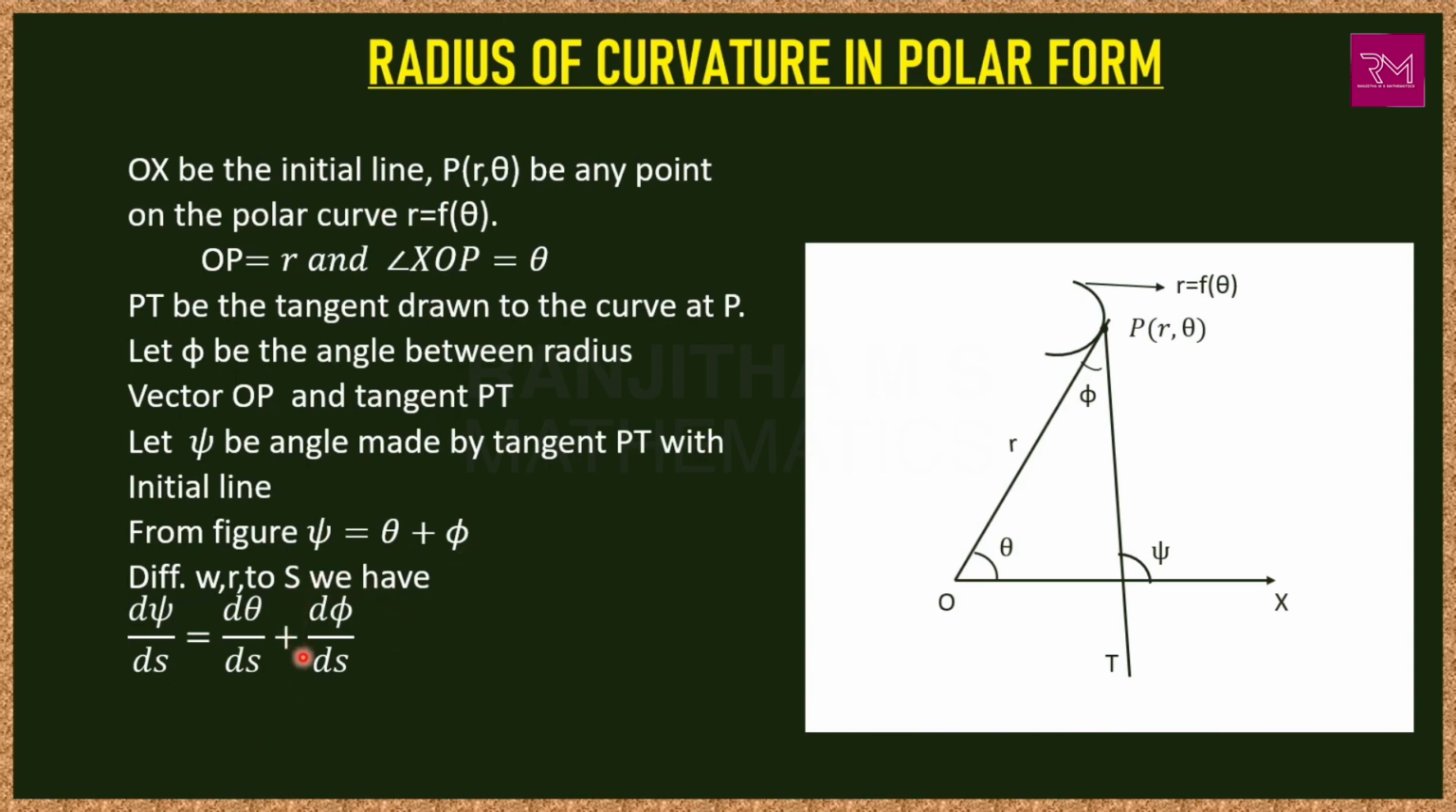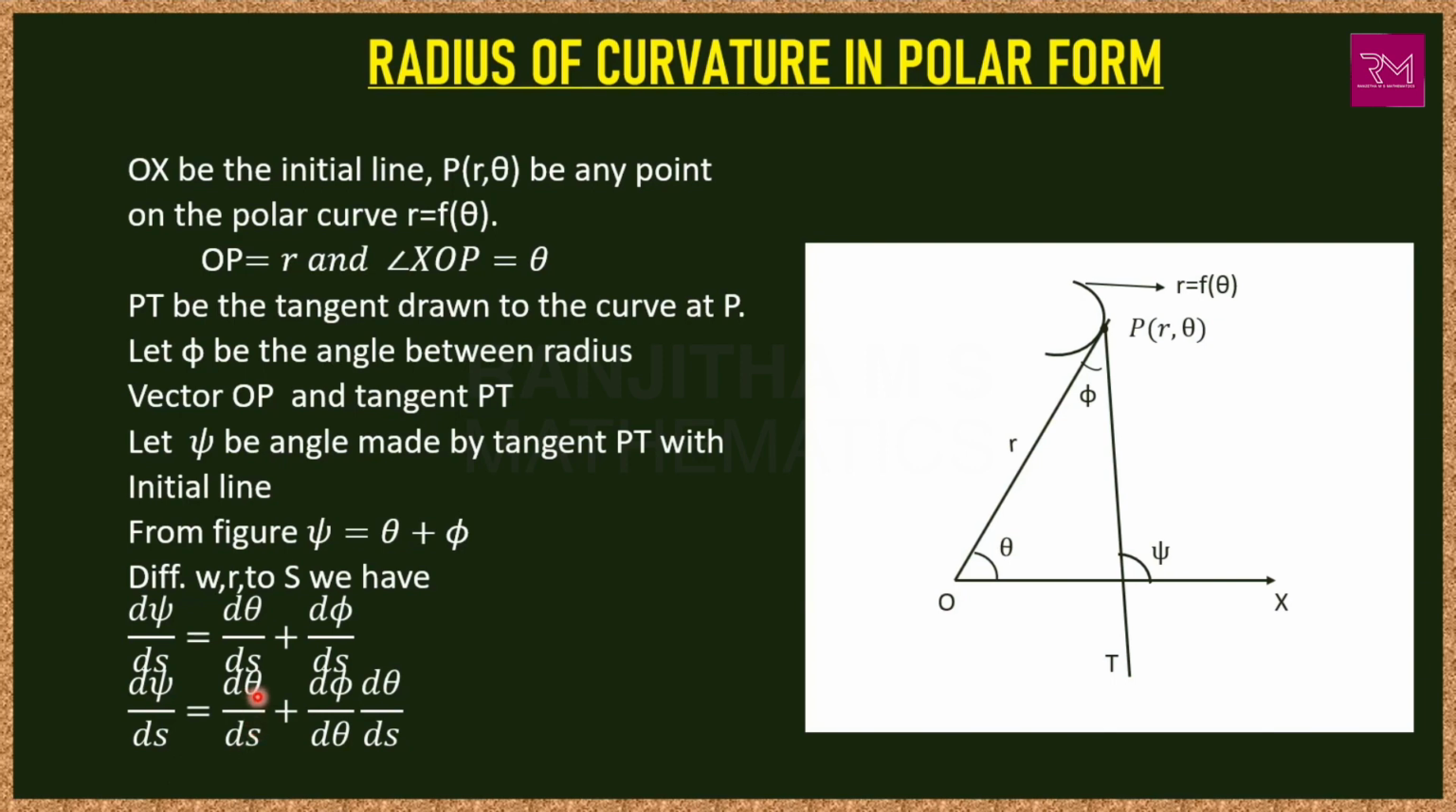In the next step, we can split d phi by ds as d phi by d theta into d theta by ds. Hence, we get d psi by ds as d theta by ds plus d phi by d theta into d theta by ds. That's our d psi by ds value.